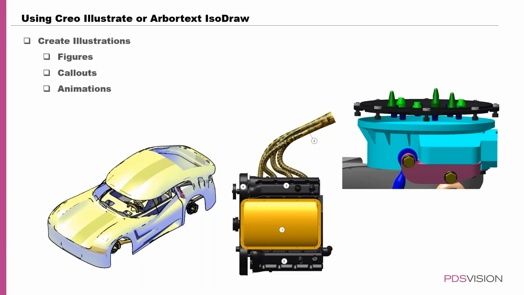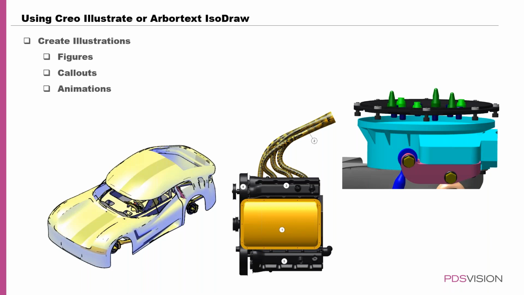connecting all of these different types of documents. These illustrations can be created using two different PTC programs, Creo Illustrate and ArborText IsoDraw. Both can be used to create these illustrations. In this demonstration, I'm going to be showing the use of Creo Illustrate. It's the newer of the two programs.